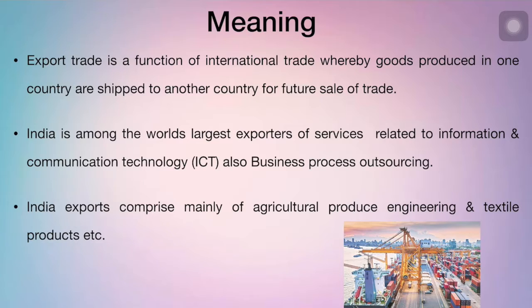India's export list also consists majorly of agricultural produce, because we are very well aware that India is a very fertile nation, correct? We are rich in all kinds of agricultural produce, so we definitely are going to export it. We export engineering and textile products as well.